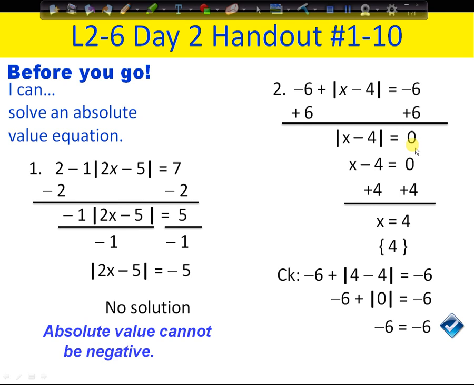And number 2, just make sure that you got your single answer, which is +4, because your absolute value bars were equal to 0. And anytime absolute value bars are equal to 0, you have one solution, so you should have checked your one solution down here and got -6 is equal to -6.